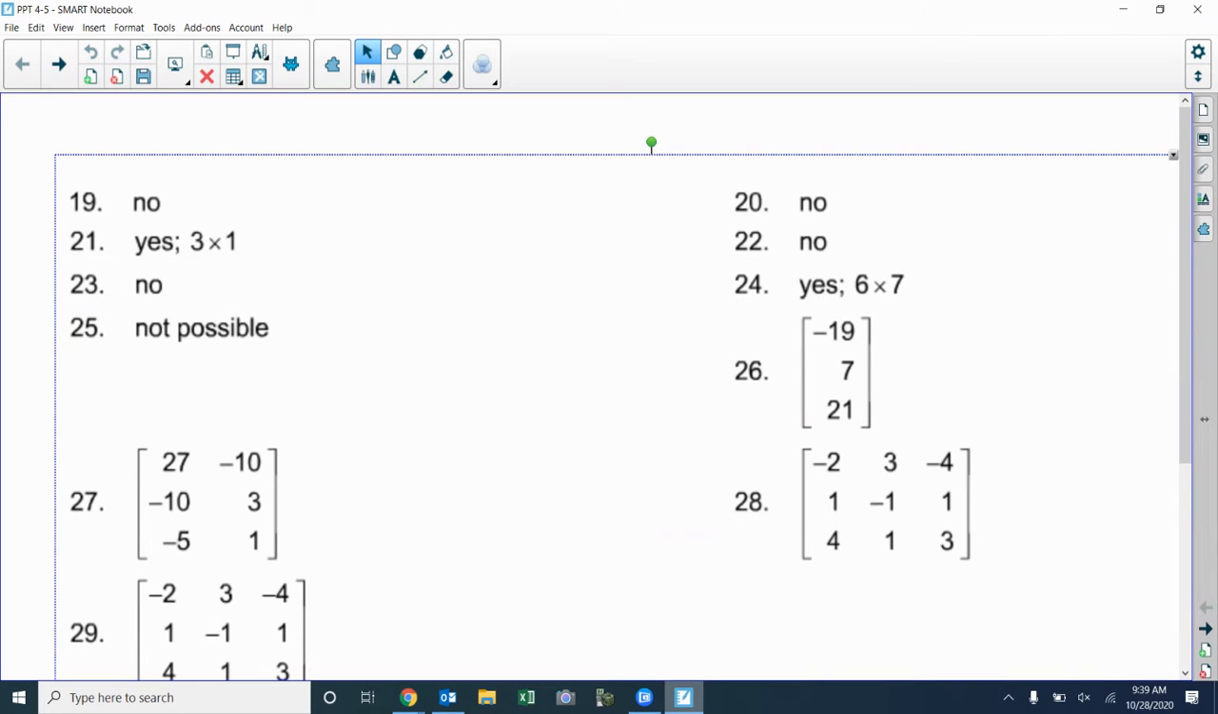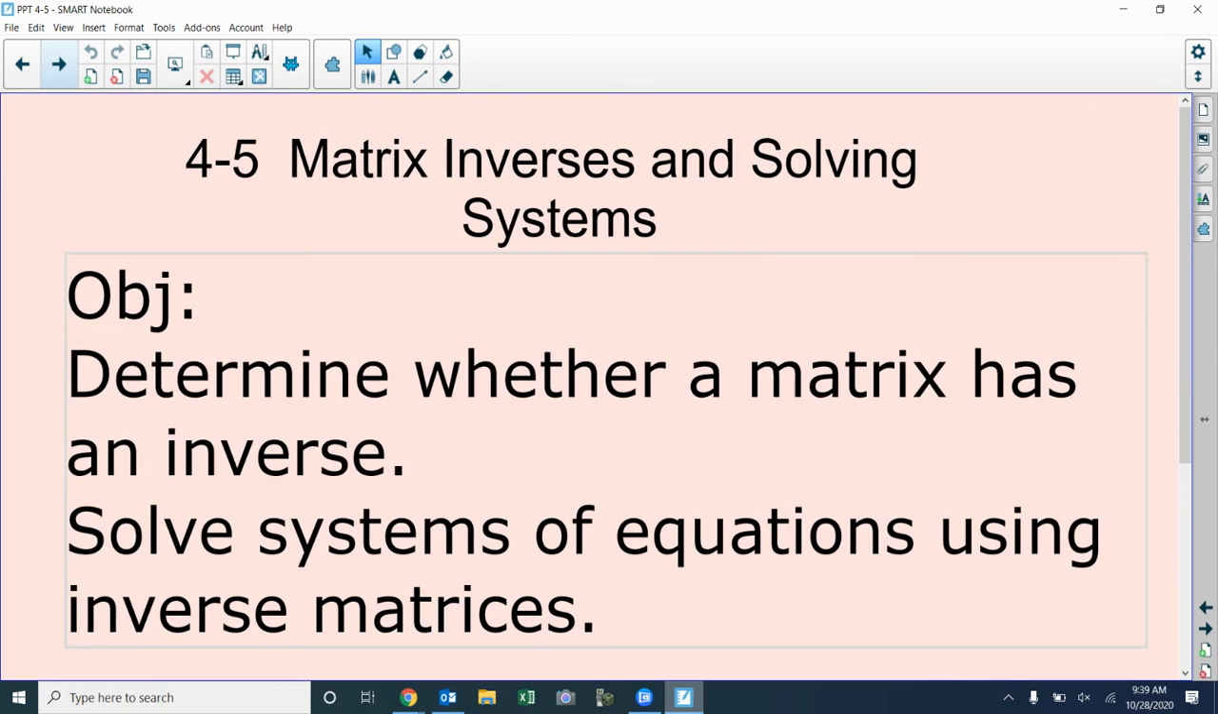All right. That was the homework from last night, so I'm sure you had a chance to look at that. Submit if you haven't. We're gonna use matrices to solve a system of equations. I think you really like this.